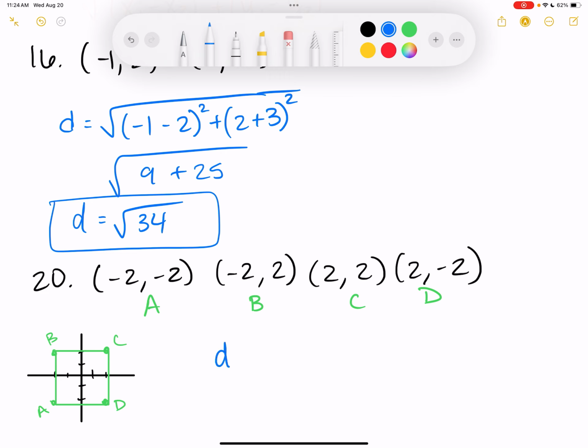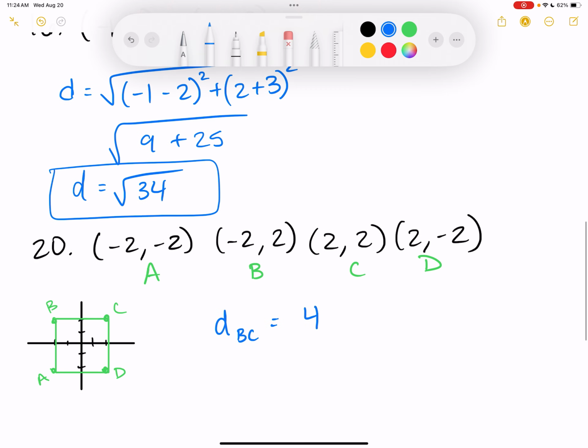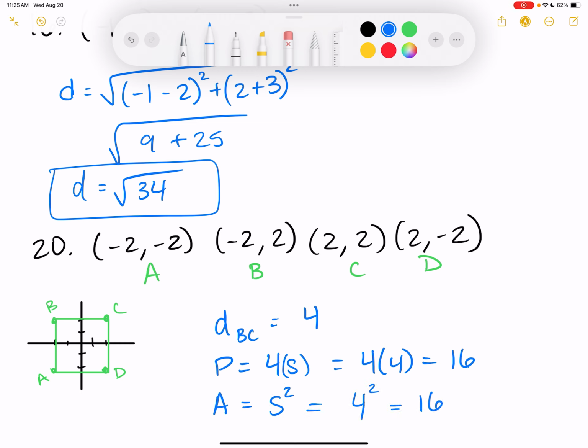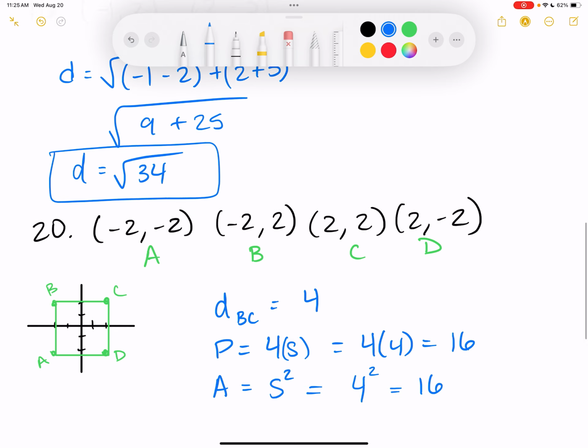So the distance from, we'll just say B to C is 4. What is the formula for perimeter of a square? Let's see if we remember from geometry. 4 times the side. Yep, 4 times the side. So 4 times 4, so the perimeter is 16. They don't give us units, so we don't have to worry about it. And what's my area formula? Side squared. Yep. So it'll end up being the same thing for both of those.